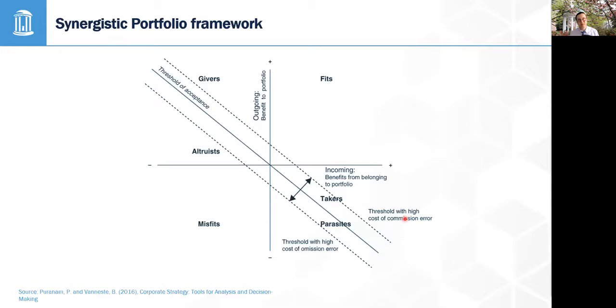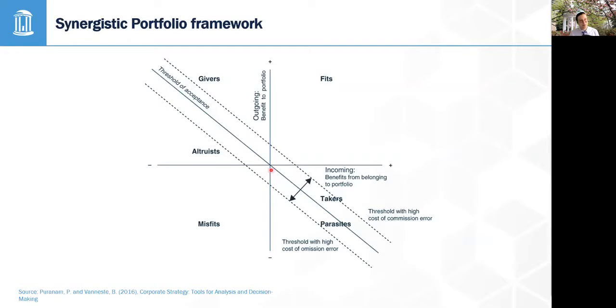The threshold of acceptance can also be higher or lower. The key factor that determines that is the cost of commission errors versus omission errors. If the cost of commission errors are high, that tends to be true with acquisitions, for example. There's a large downside risk of doing something, and that shifts the threshold up. So if you're thinking about acquiring a business and the synergies would be positive, you would expect more value to be created than the cost, but the risks are very high, then you may still not want to take that action.